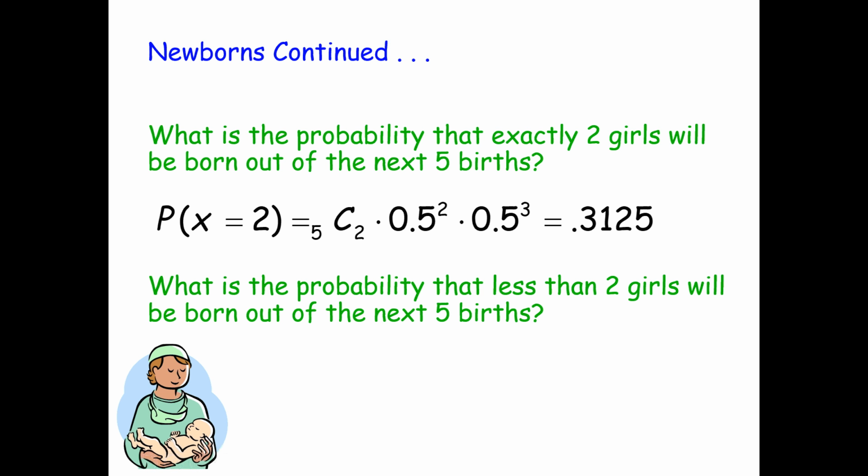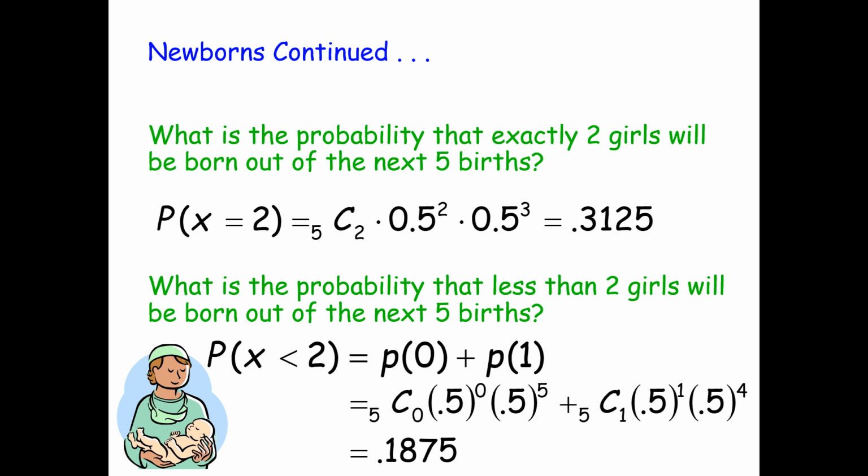What is the probability that less than 2 girls will be born out of the next 5 births? Here we're looking for x is less than 2, so the probability of 0 plus the probability of 1. So we're going to add those together. We have our combination out of the 5 births, 0 female, times 0.5 to the 0 power, times 0.5 to the 5. Notice those add to 5, just like up here, 2 plus 3 was 5.